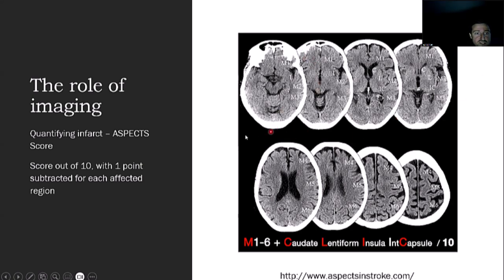Basically, it's a 10-point scoring system with one point each for 6 areas of the MCA territory. So you have your M1, M2, M3 in the ganglionic, and then M4, M5, M6 in the supraganglionic regions. You get 1 point for your insula, 1 point for your caudate, 1 point for your lentiform nucleus, and 1 point for your internal capsule.